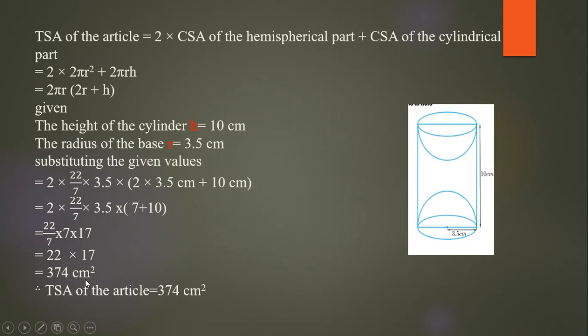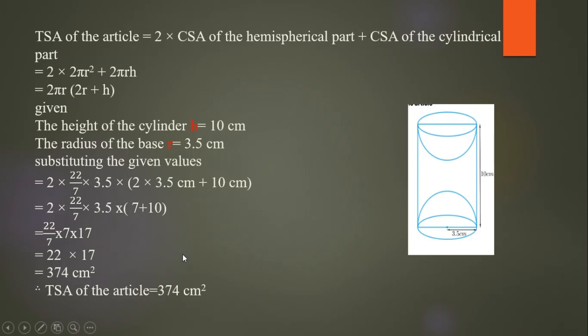It is nothing but square centimeters or centimeter square. It is the total surface area of the article, which is actually all that is asked in the problem. So the total surface area of the article is 374 square centimeters. In order to make the calculation very easy, I have applied the formulas at a time and taken common terms. Finally, we are able to find the total surface area of the article as 374 square centimeters.